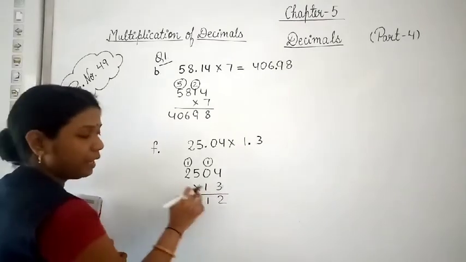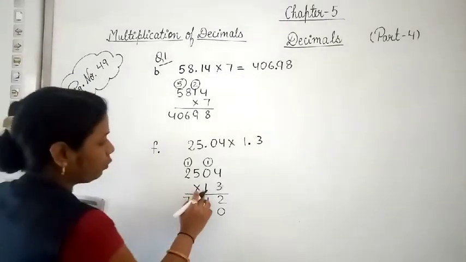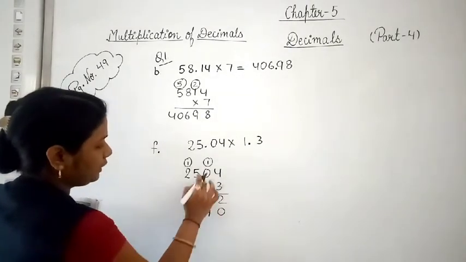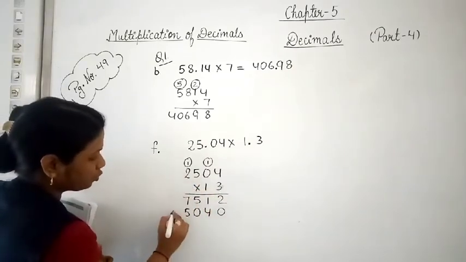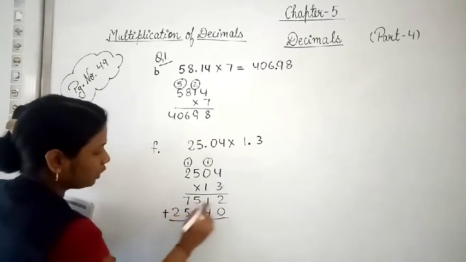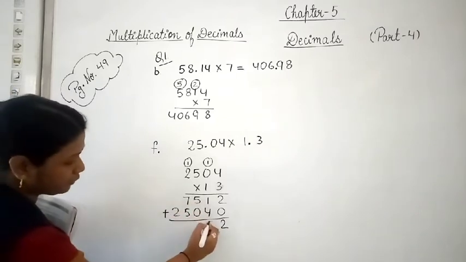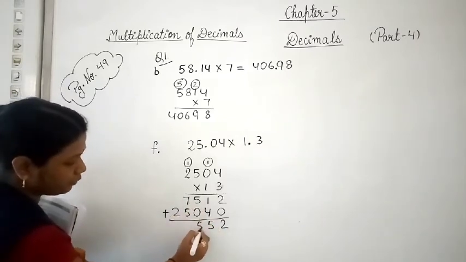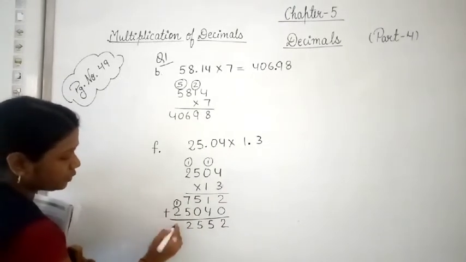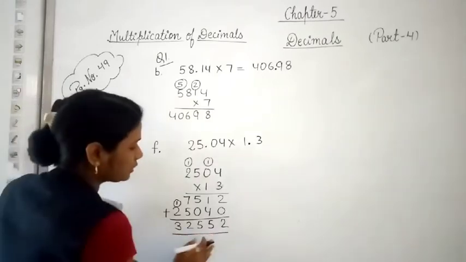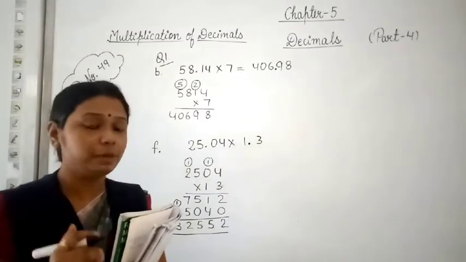Now we have to multiply by the tens place digit. So we will first insert a 0 here. Okay. Now 1 times 4 is 4. 1 times 0 is 0. 1 times 5 is 5. And 1 times 2 is 2. Now we will add. 2 plus 0 is 2. 4 plus 1 is 5. 5 plus 0 is 5. 7 plus 5 is 12. 1 carry forward. 2 plus 1 is 3. So this is the answer which we have got by multiplying the numbers without writing the decimal point.